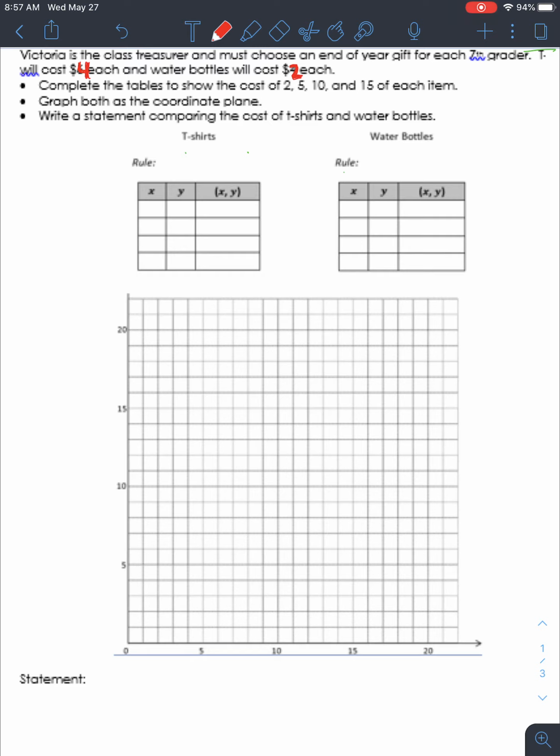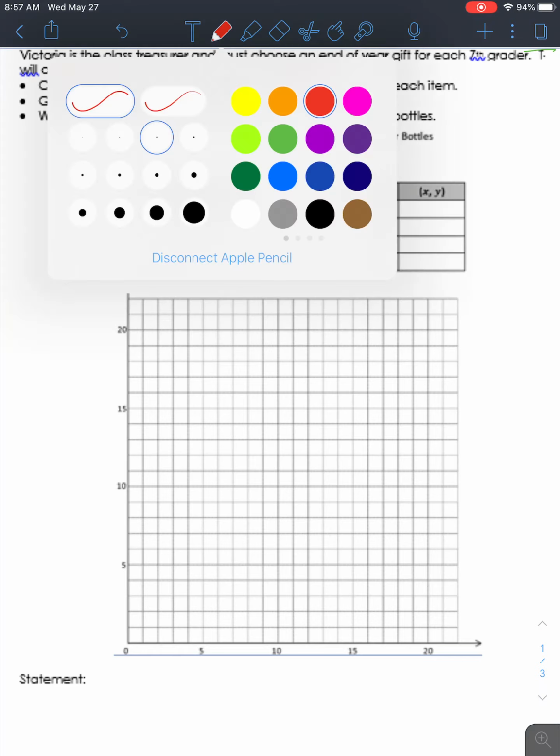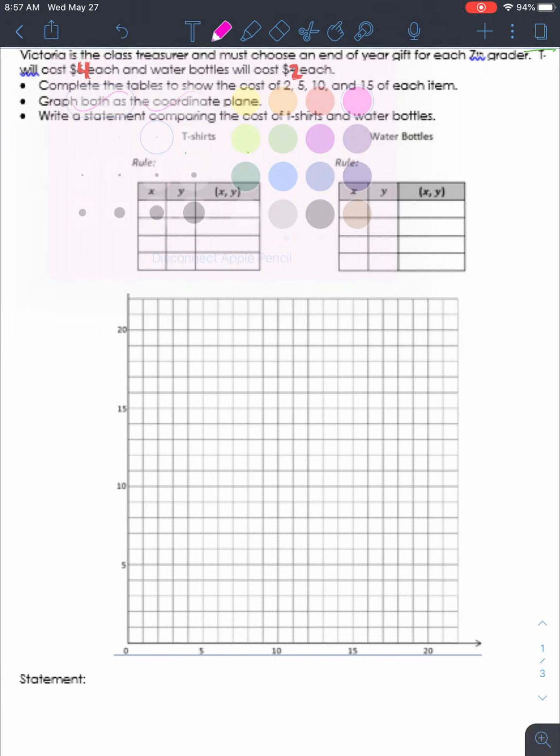Let's read this one more time so that we can annotate and figure out what they actually want us to do. Victoria is the class treasurer and must choose an end-of-year gift for each 7th grader. T-shirts will cost $4 each. All right, so I know the cost of the t-shirts will be $4 each. And water bottles will cost $2 each.